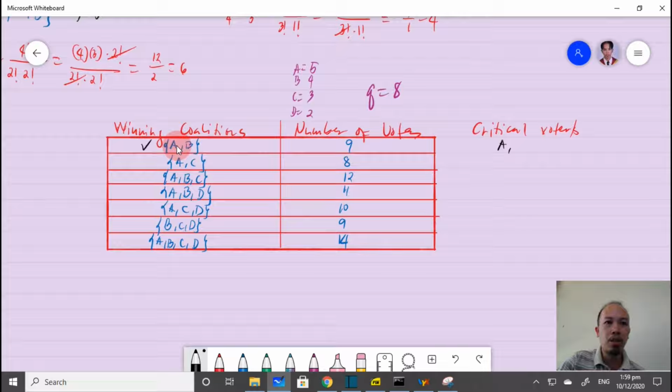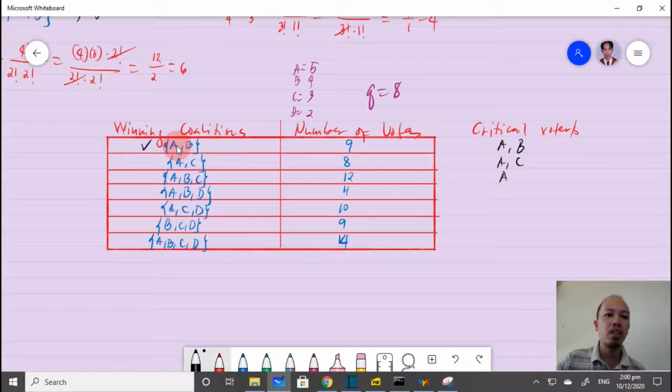B also is a critical voter, because if this voter leaves the coalition, 9 minus 4 is 5. So critical voter. And A and C also is a critical, A and C. And then for this one here, if A leaves, we have B is 4 and C is 3, 4 plus 3 is 7, which is not greater than or equal to 8. So therefore A is a critical. And then if B leaves, B is 4, 12 minus 4 is 8. So therefore, B is not a critical voter.